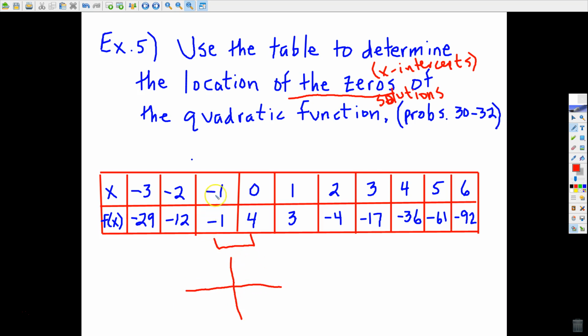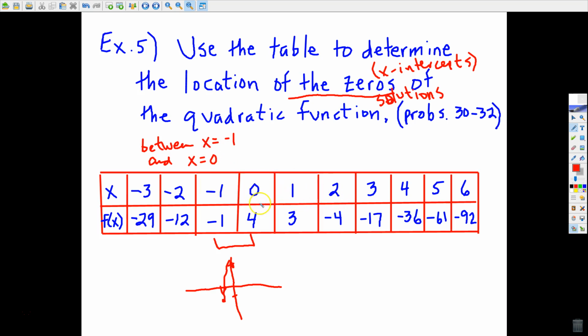You can think of it this way. All right, just do a little rough sketch. And where is the point (-1, -1)? Well, that's down here in quadrant 3. Well, the next point over is the point (0, 4). We'll just say it's up here. Well, to get from (-1, -1) to (0, 4), we had to cross the x-axis, and that's what a 0 is. It's just another way of saying an x-intercept. So one of my zeros, and we're going to state this as between x equals -1 and x equals 0, stated in terms of the x values.